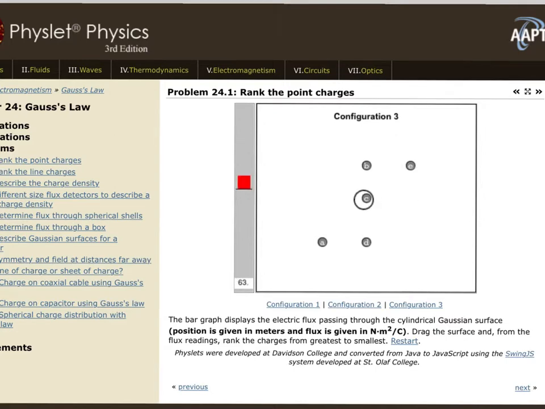And if you enclose the charge, if you see a positive flux, you know you have a positive charge inside. If you see a negative flux, you know you have a negative charge inside. And the amount of flux is proportional to the charge inside. That's Gauss's law, right?